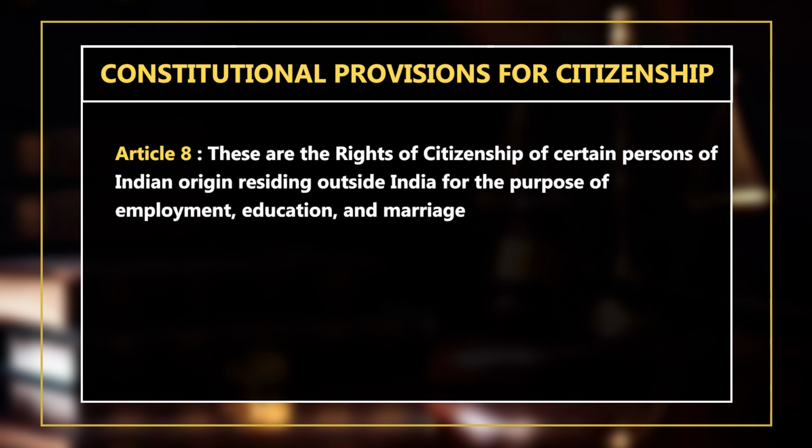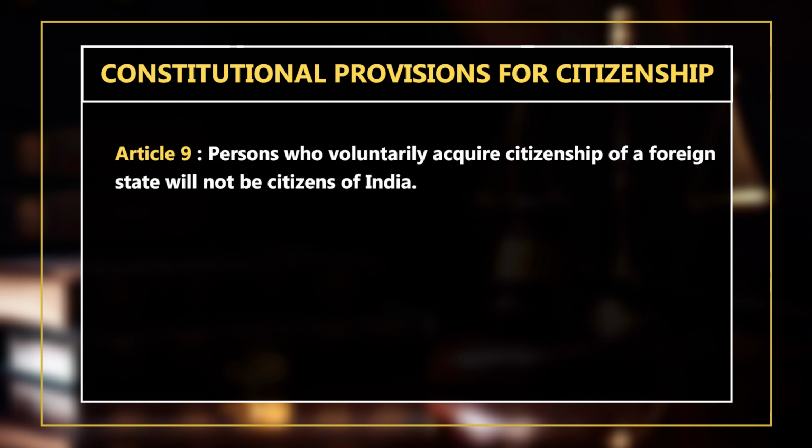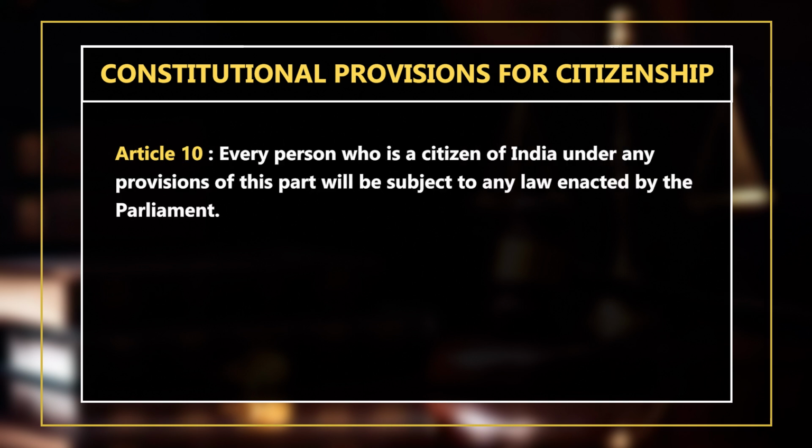Article 8 of the Constitution states the rights of citizenship of certain persons of Indian origin residing outside India for the purpose of employment, education and marriage. Article 9 states that persons who voluntarily acquire the citizenship of a foreign state will not be a citizen of India. Article 10 states that every person who is a citizen of India under any provision of this part will be subject to any law enacted by the Parliament.